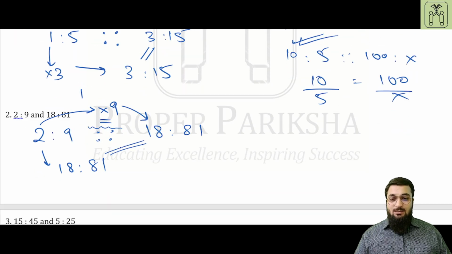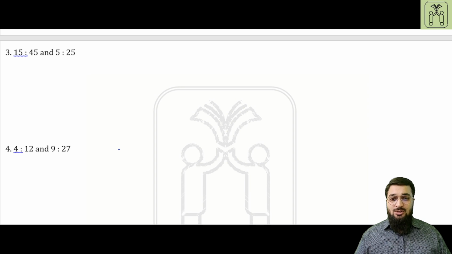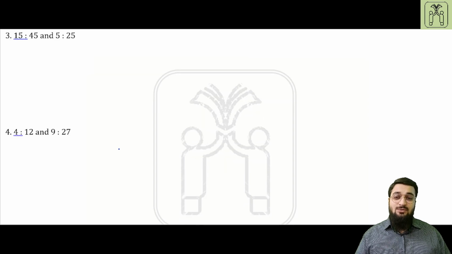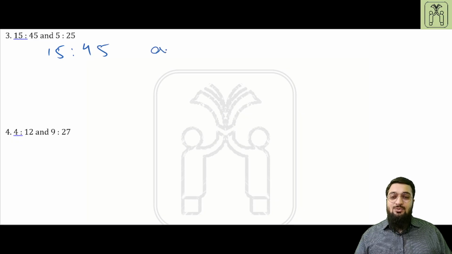Coming to another example. So I hope you are understanding that the topic of proportion is just an extended version of ratios in which we have to make sure that both the ratios are equivalent fractions, nothing else. When these things are written in the form of numerator and denominator, we call it equivalent fractions. When they are written using the colon, then they are known as equivalent ratios, or a better word, proportions. 15 is to 45 and 5 is to 25.